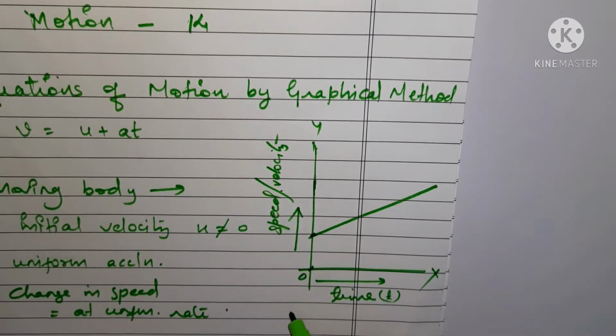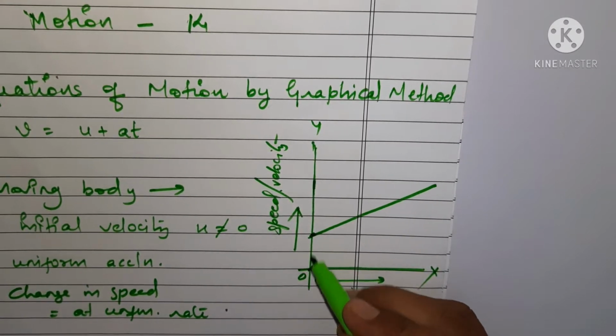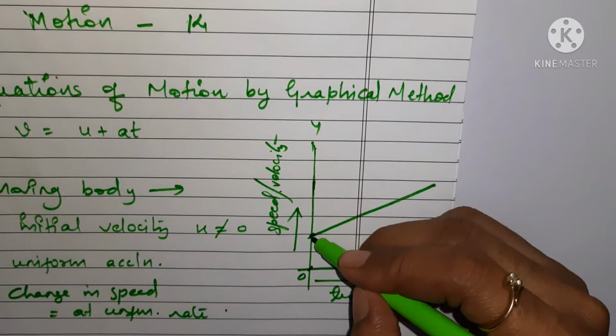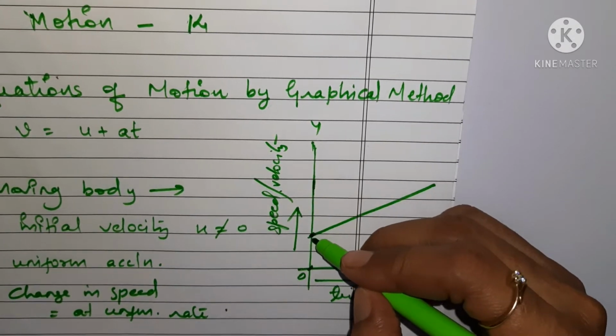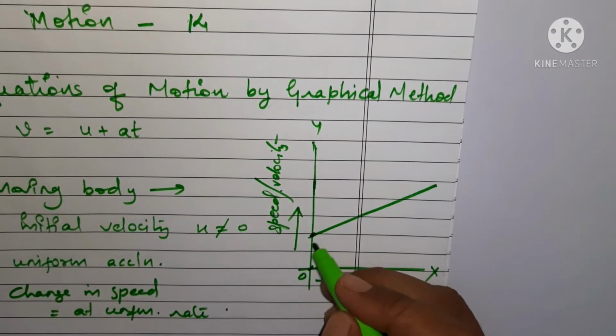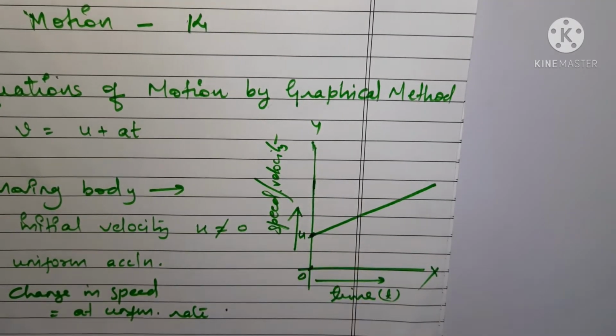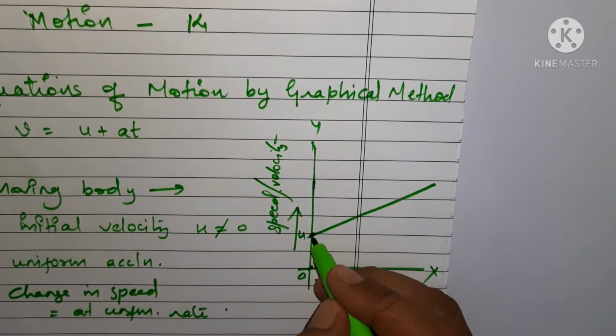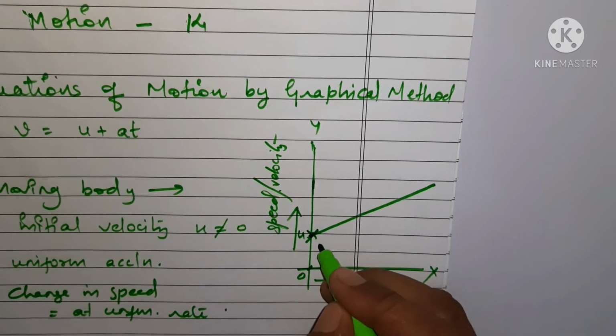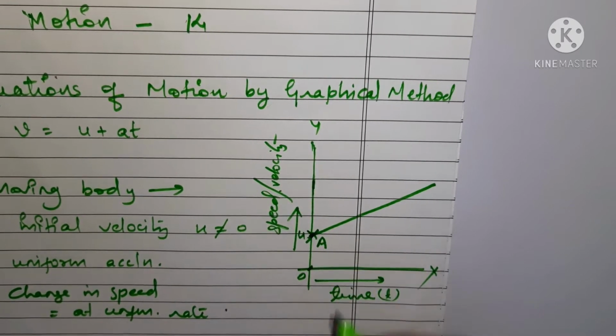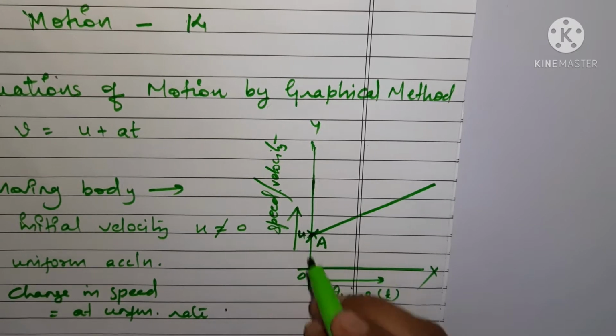Now here, since the initial velocity is not 0, this is the origin, and you can see that this is a speed, so some velocity is already there with the body. It means it is u. The initial velocity here is, say, u, so you are having u here. Let this point be named a. Let us keep the name of this point a. This u is giving the velocity here.